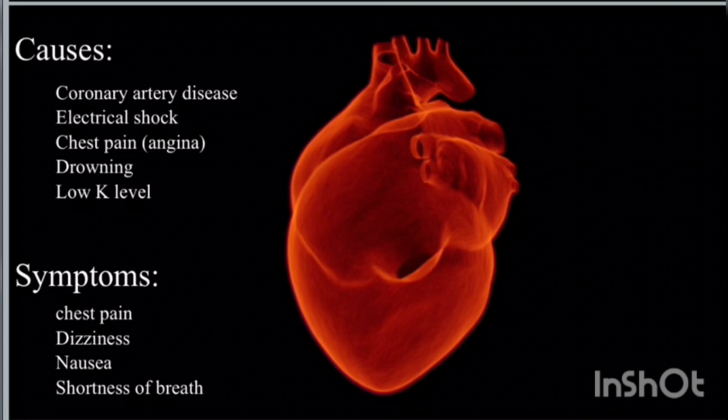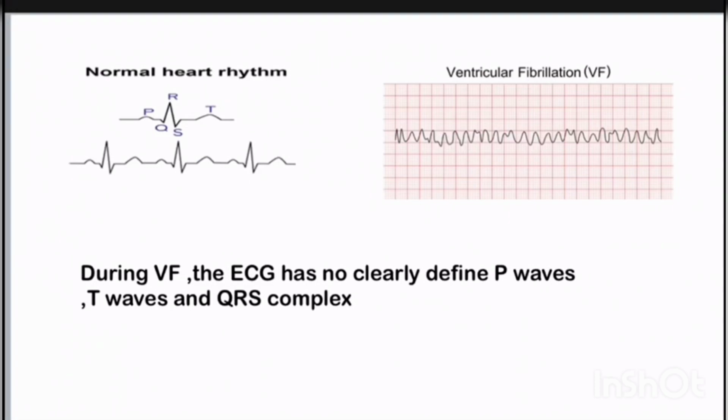Symptoms include chest pain, dizziness, nausea, shortness of breath. ECG. During ventricular fibrillation, the ECG has no clearly defined P waves, T waves, and QRS complex.